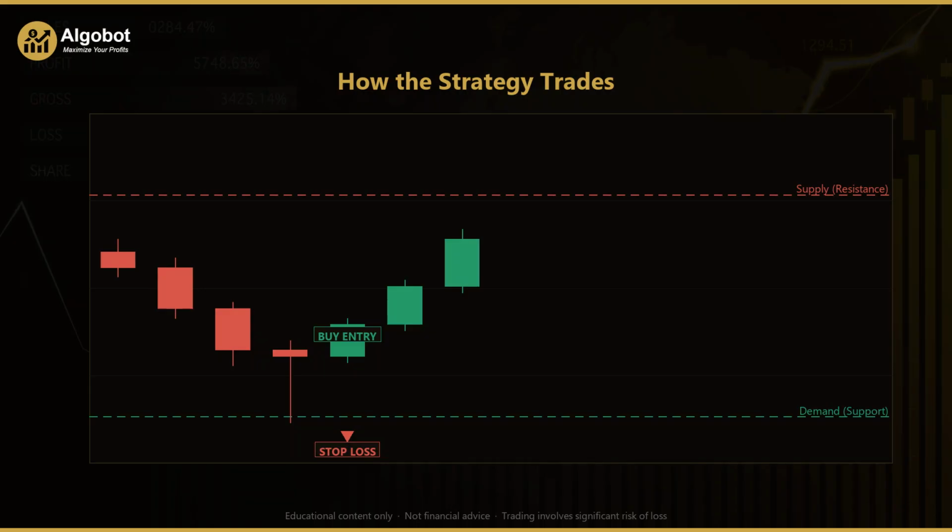Once that rejection candle closes, the strategy acts on the very next candle. You can see the buy entry marker placed around 1.0849. The stop loss, marked just beneath, sits a touch below the rejection wick near 1.0826, structurally protected by the low that just held. The take profit is set at twice that risk distance.